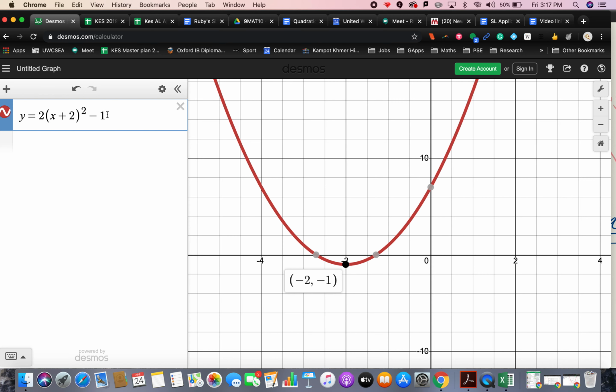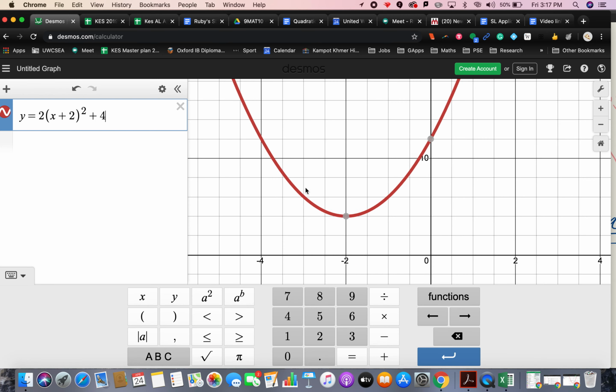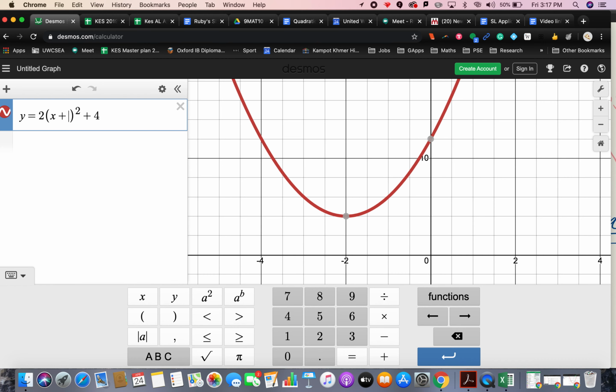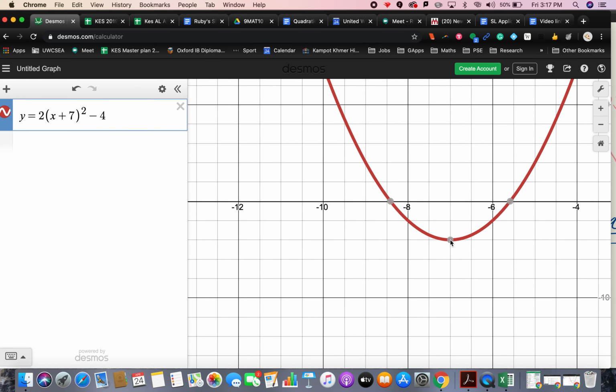What if we change the value of the -1 to +4? Well, look at the coordinates of the vertex, -2, +4. And what if we change this guy to 7 and change this to -4? Then let's see where the vertex has gone. The vertex has gone here, -7, -4.